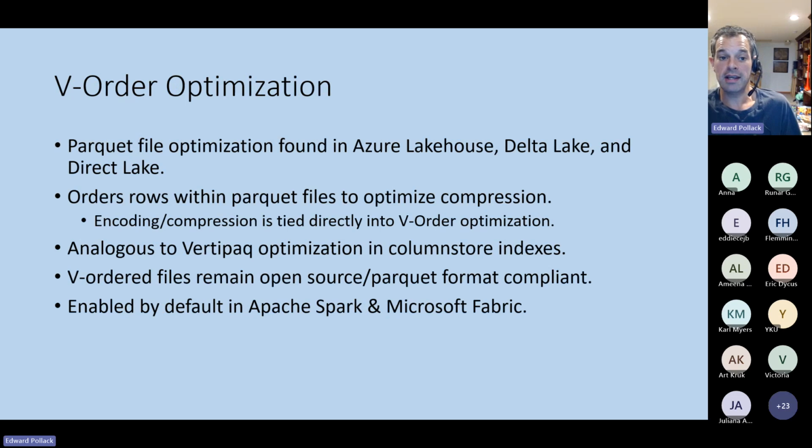Parquet files give you V-order optimization. This is available in Delta Lake and places that use things like Direct Lake, Azure Lakehouse, and so on, where this is just like Vertipaq optimization. It's the exact same idea, where within each Parquet file, within each row group, it reorders upon compression all the rows to be in optimal order for maximum compression efficiency. Think of it as just like Vertipaq optimization. It even has a V in case you need that. They still remain open source and Parquet format compliant, despite its proprietary algorithm, because all it's changing is the order of the rows. It's enabled by default in many modern warehousing solutions, data solutions.